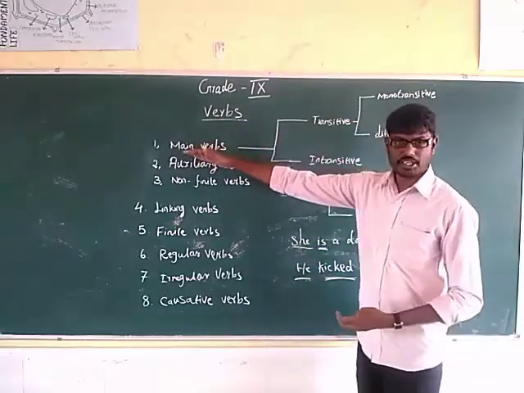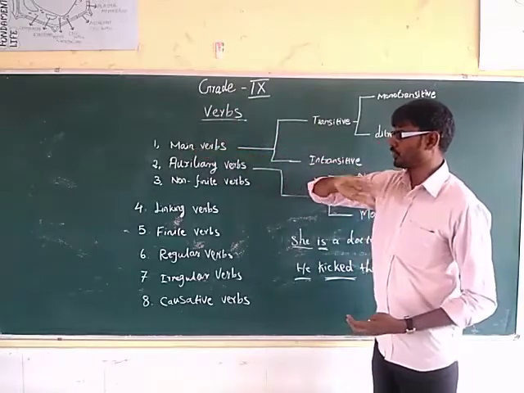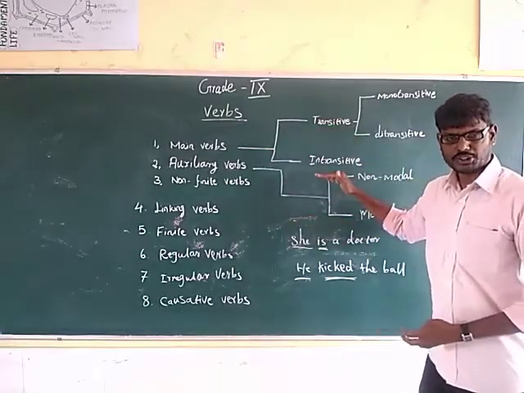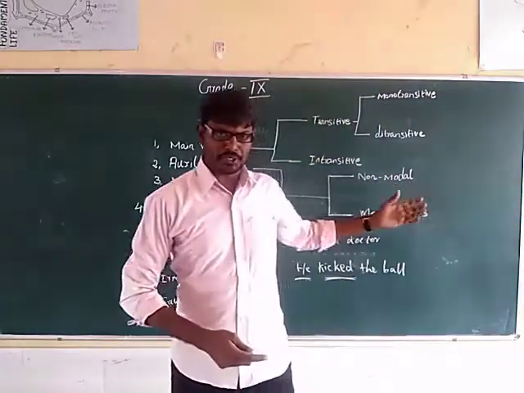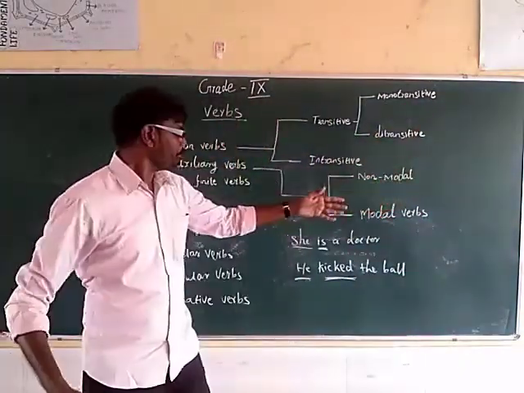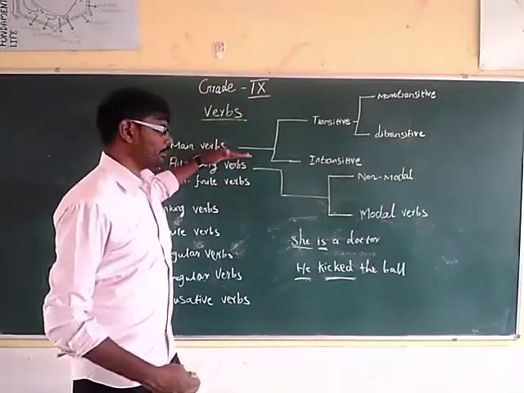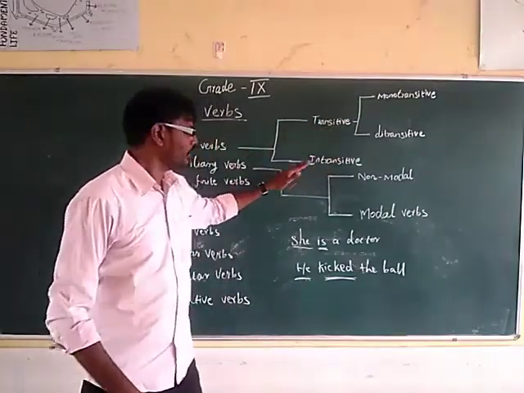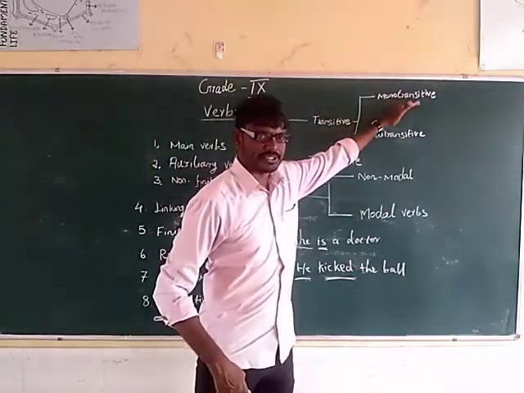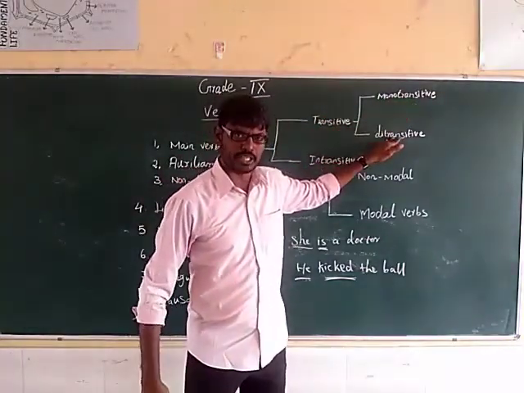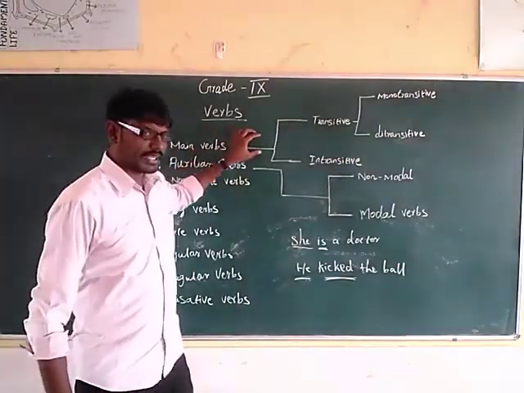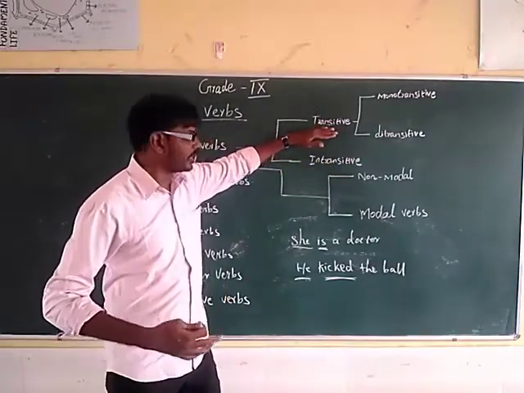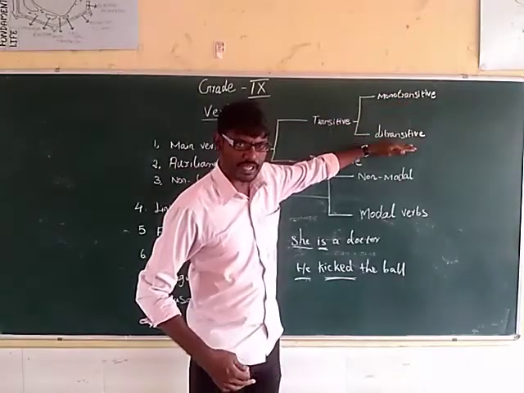First, start with the main verbs. Main verbs can be divided into two categories. The first one is transitive, the next one is intransitive verb. I will explain what transitive and intransitive are further on. For now, just understand that main verbs can be classified into two categories: transitive and intransitive. Further, the transitive verb can be monotransitive and ditransitive.